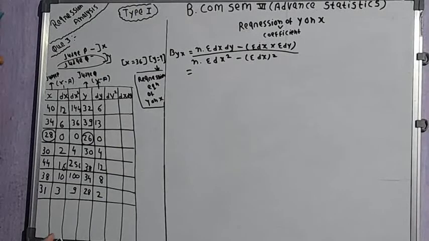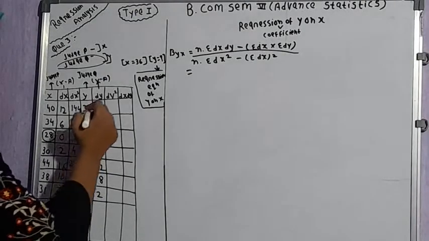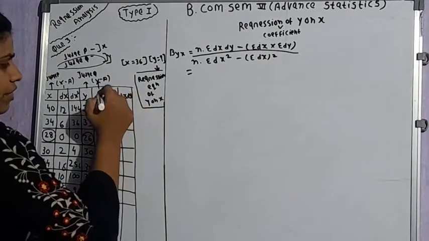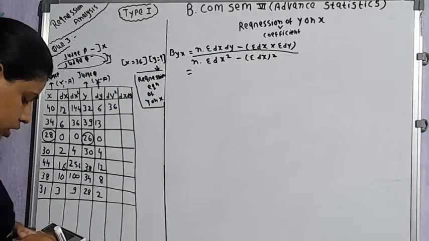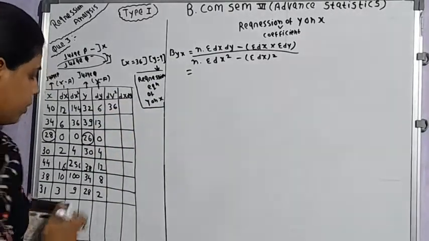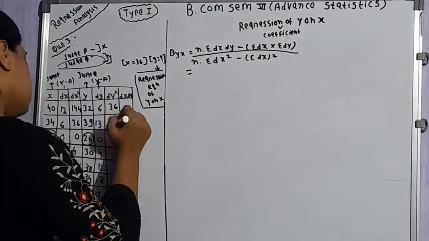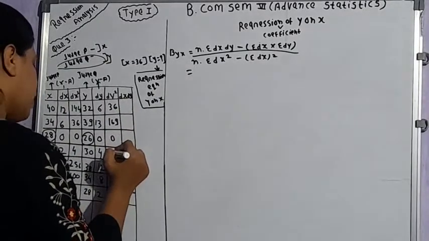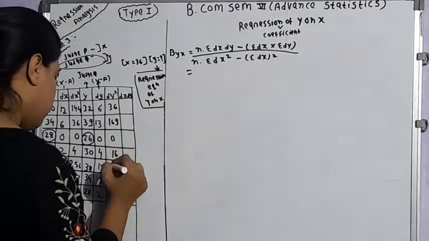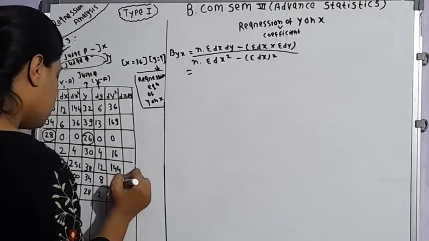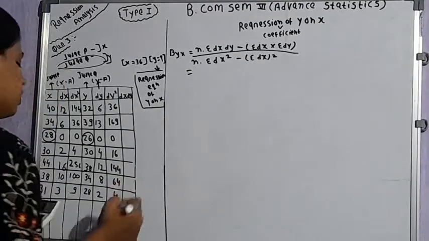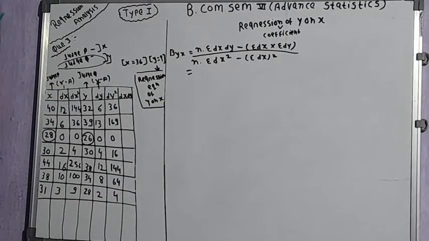Now what we have to calculate? We have to calculate the values to be put under the dy square column. So dy square means dy into dy. So 6 into 6, 36. 13 into 13, or the square of 13, 169. Square of 0, 0. Square of 4, 16. Square of 12, 144. Square of 8, 64. Square of 2, 4. This way we have computed the values that need to be put under the dy square column.